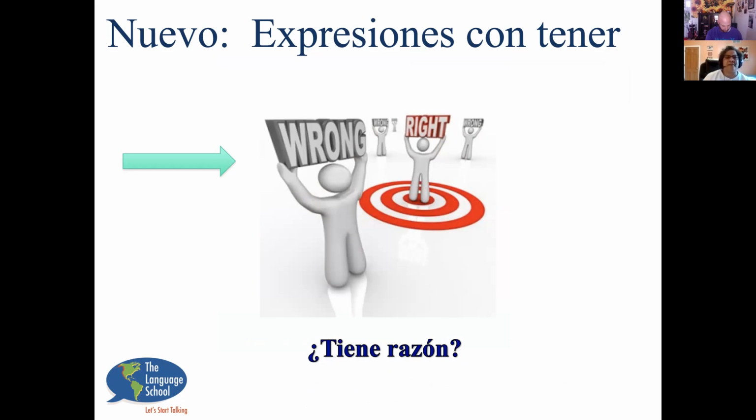Well, one of them's right and the other one's wrong. I don't know. So it's pointing at the one that says wrong. Oh, okay. ¿Razón? So no, okay. So no tiene razón. ¿Tiene razón? Sí, tiene razón.